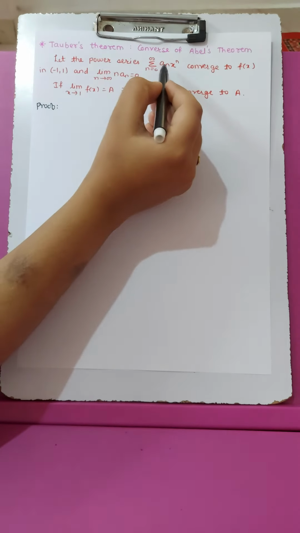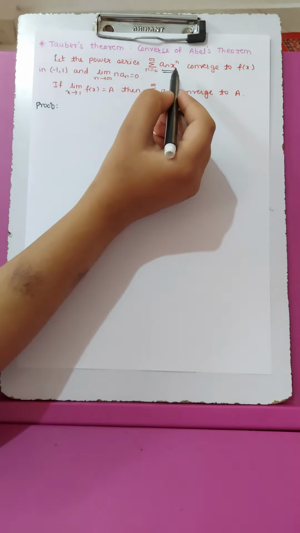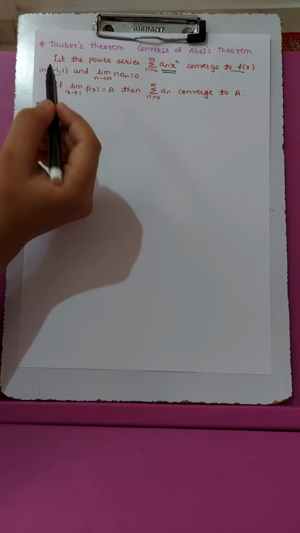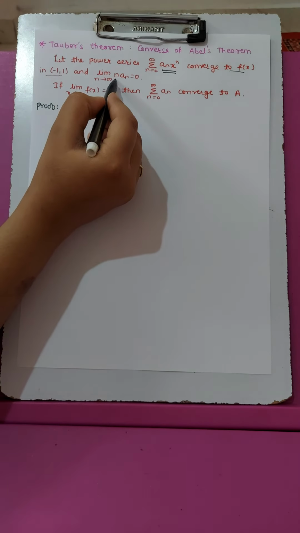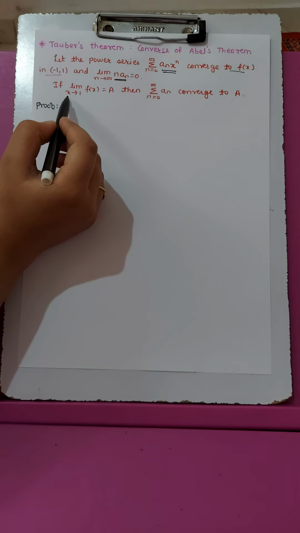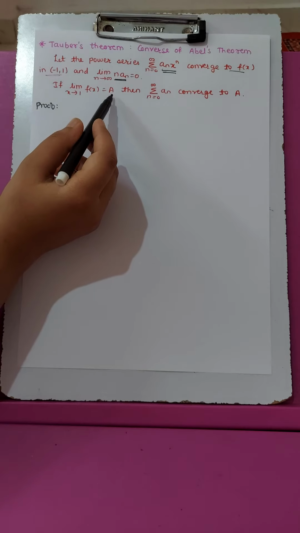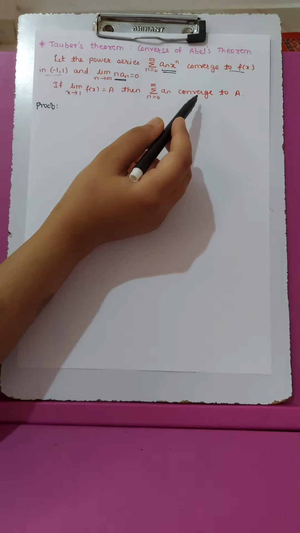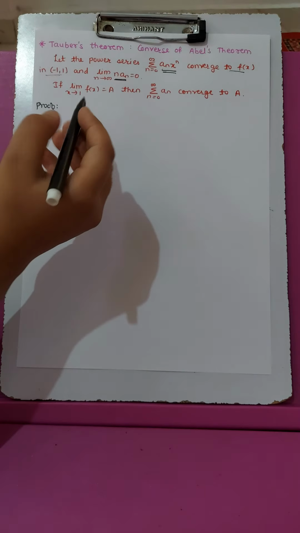So Tauber's theorem, also known as the converse of Abel's theorem, states that: let the power series summation n from 0 to infinity a_n x^n converge to f(x) in the interval (-1, 1), and also limit n tends to infinity n a_n equals 0. And if limit x tends to 1 of f(x) is equal to a, then summation n from 0 to infinity a_n converges to a.